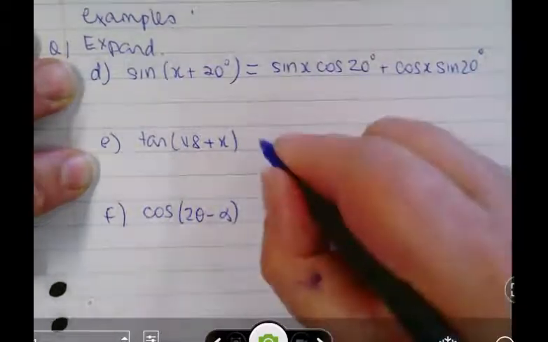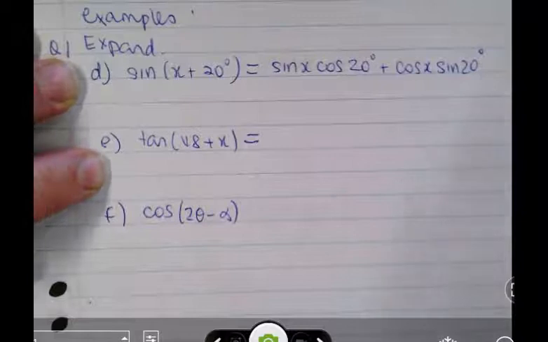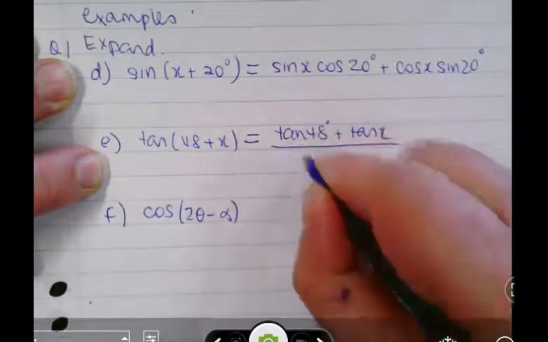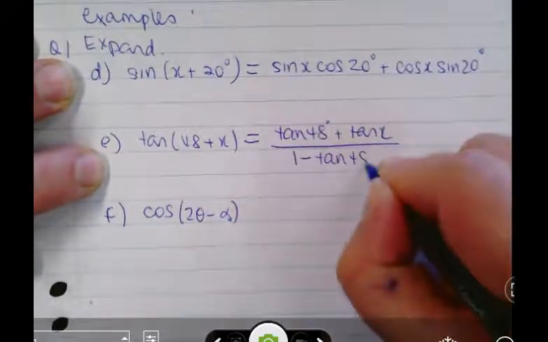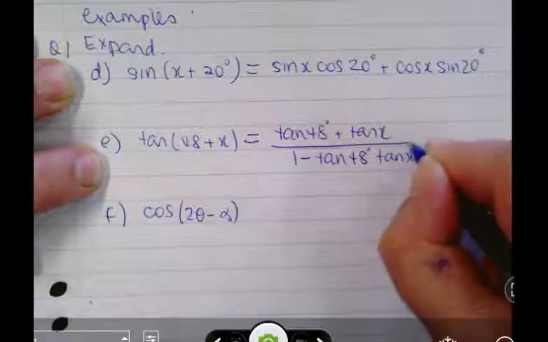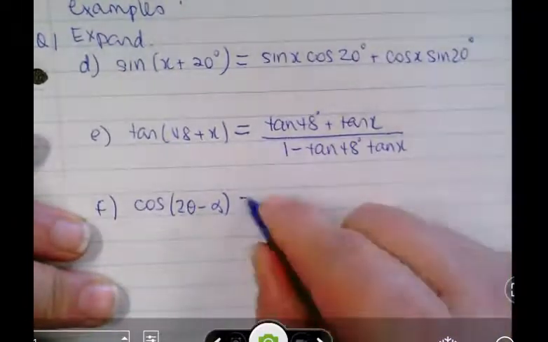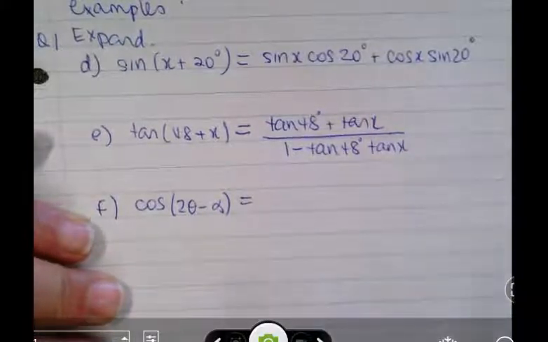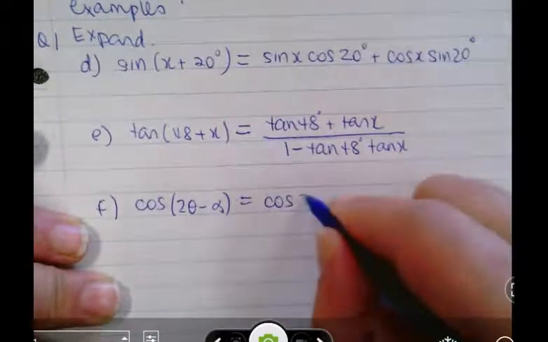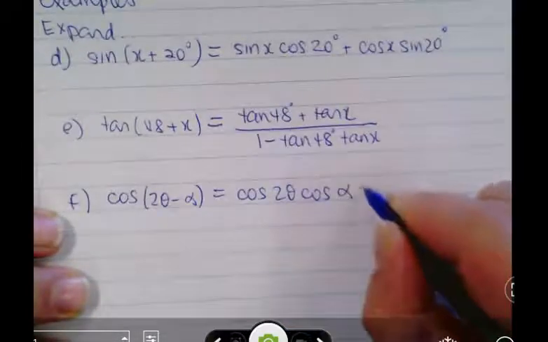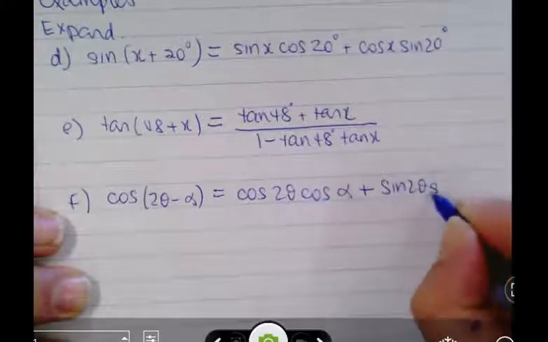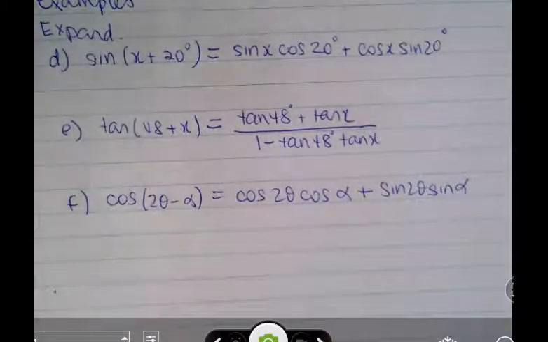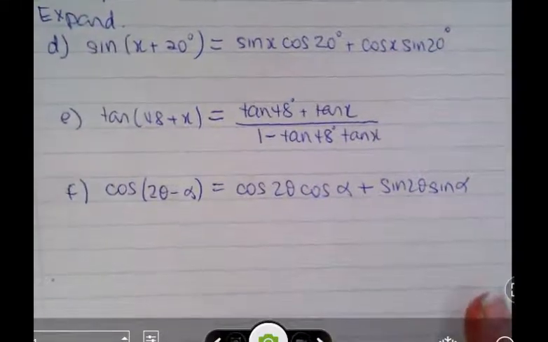Okay? With the tan one, does the plus go on the numerator or the denominator? Numerator. Tan 48 plus tan of x over what? 1 minus tan 48 degrees tan of x degrees. Don't worry about the degrees. And the cos one is the cos cos sine sine result, but do you keep the sign the same? No. So it's cos 2 theta cos alpha plus sine 2 theta sine alpha. So they're just simple expansions. These will become very comfortable for you in the next day or so.